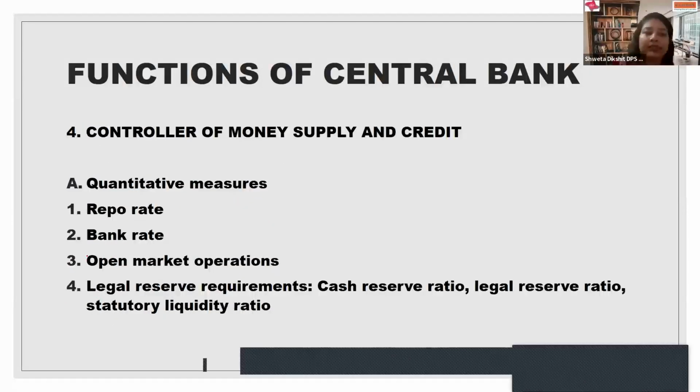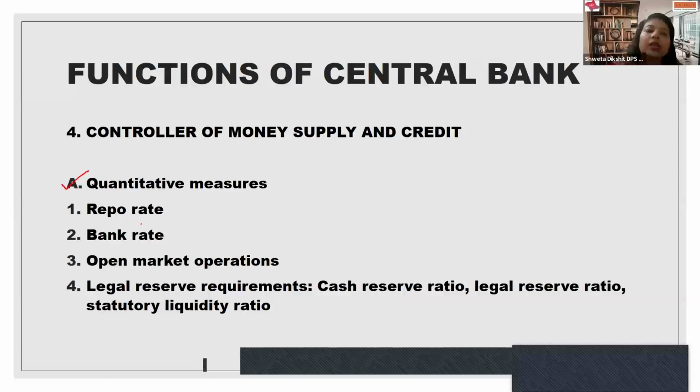Now, the controller of money supply and credit. I have already explained this when I was teaching you aggregate demand and supply, where the inflationary and deflationary gap was being covered. Even then, I would like to remind you that whenever there is excess money supply, it means inflation, or if there is deficient money supply, that means deflation. The RBI has two measures. That is the quantitative measure, under which it has repo rate, bank rate, open market operations, and legal reserve requirements, that is LRR.